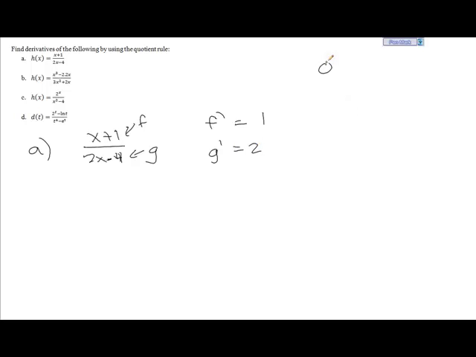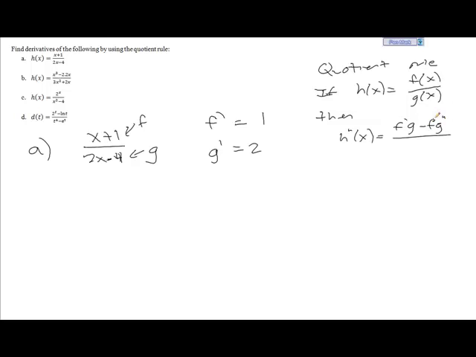And the quotient rule says that if h of x equals f of x divided by g of x, then h prime of x is equal to f prime g minus f g prime over g squared. So this is the formula. Now we can write f of x, g of x each time, but I just don't have enough room. So this is basically what the quotient rule says, that we can find the derivative of a quotient by applying this formula.